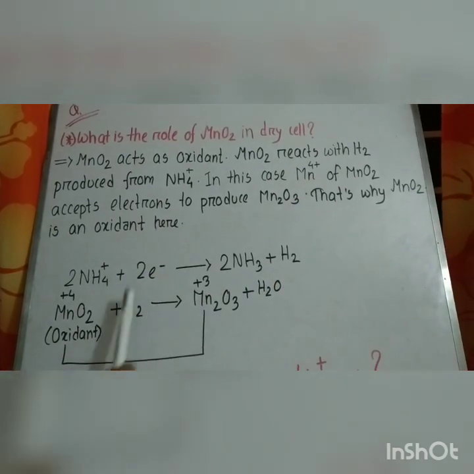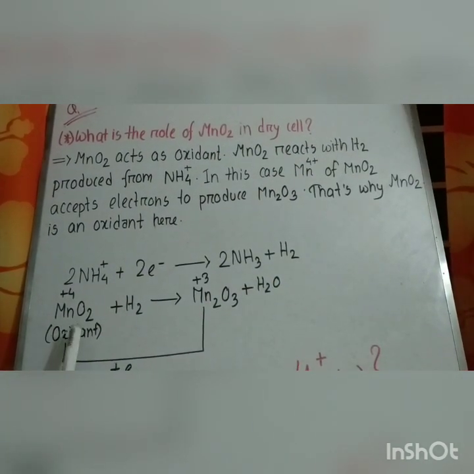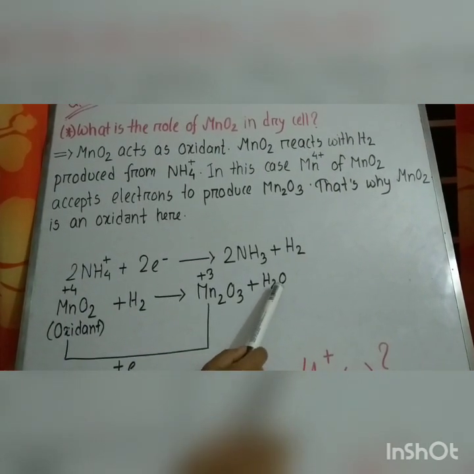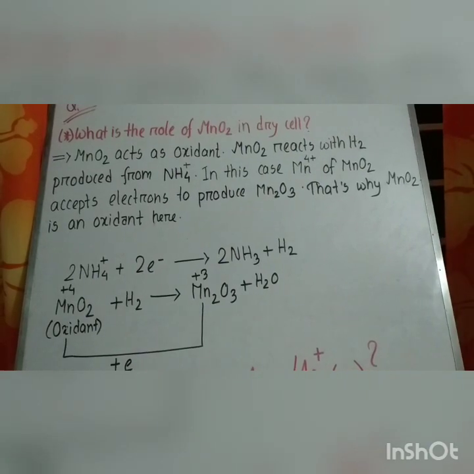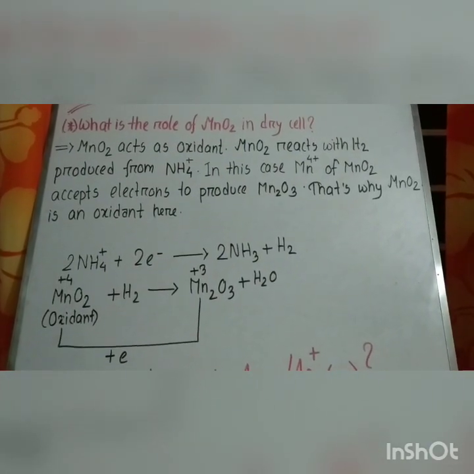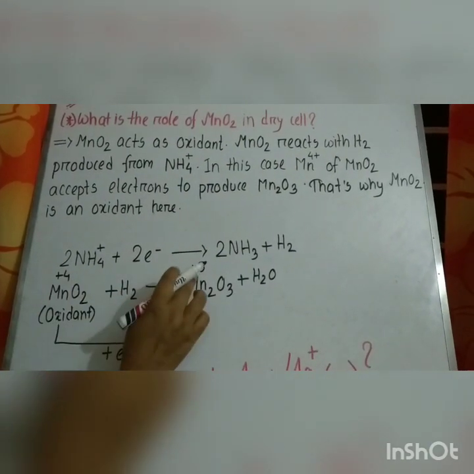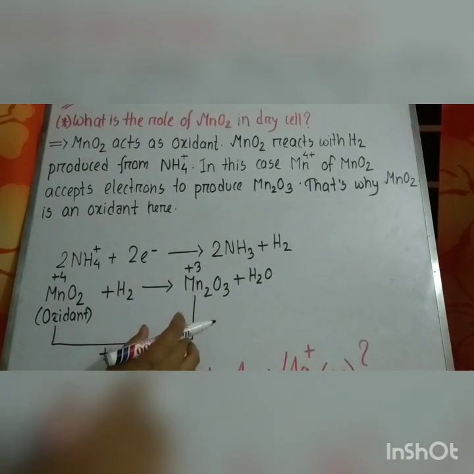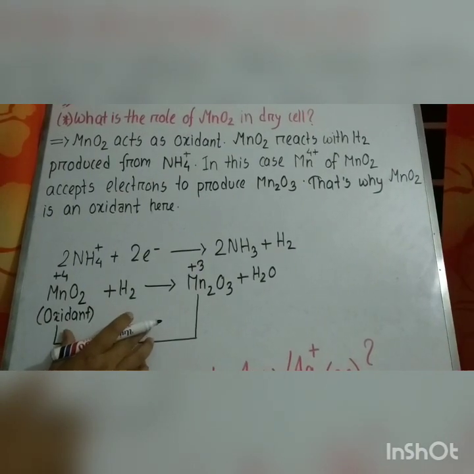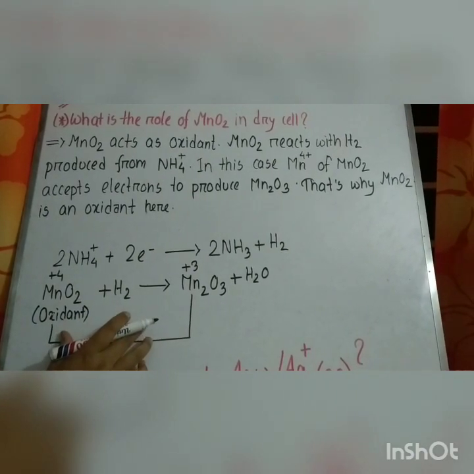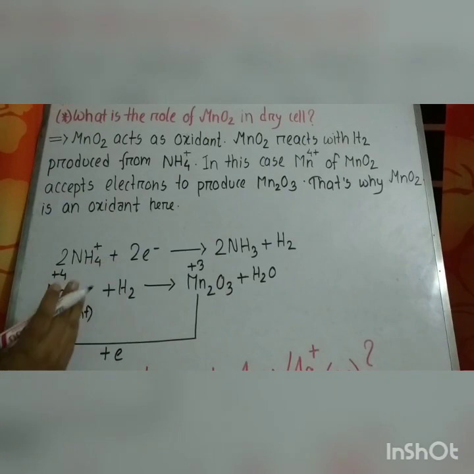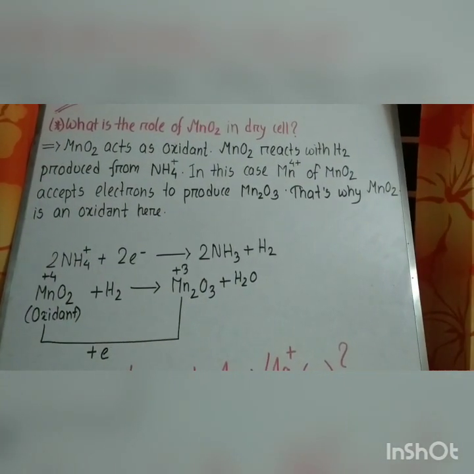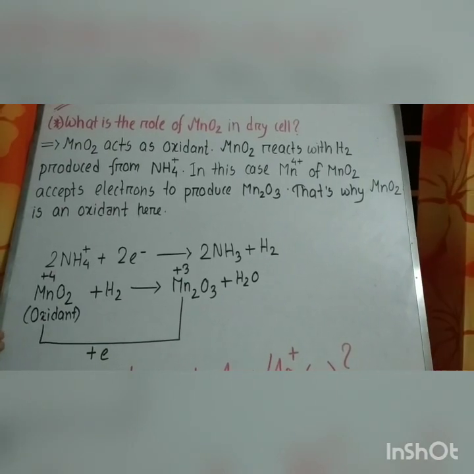This hydrogen is reacting with manganese dioxide and producing manganese oxide plus water. See, here the oxidation state has come from +4 to +3. That means the oxidation number is decreasing. That's why manganese dioxide is becoming reduced. Whenever it is becoming reduced, it is acting as an oxidant. For this reason, we use manganese dioxide in a dry cell. It's a very important question.